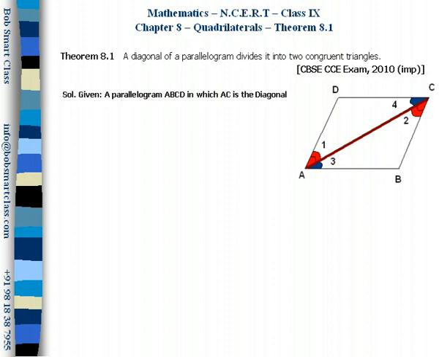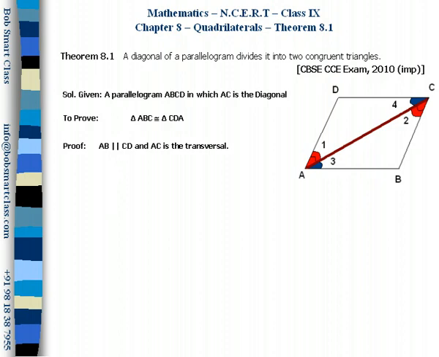Solution given. We have a parallelogram ABCD in which AC is a diagonal. This diagonal cuts the parallelogram into two triangles, triangle ABC and triangle CDA. To prove these two triangles are congruent, that is, triangle ABC is congruent to triangle CDA. Now let's try to prove it.